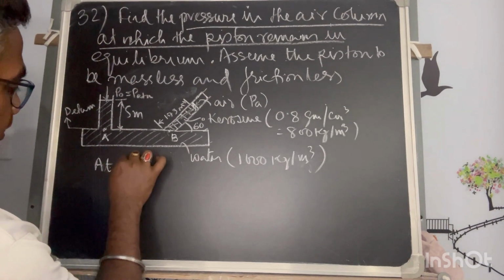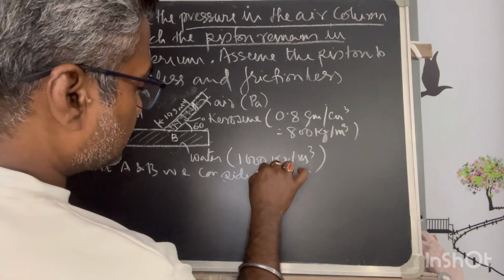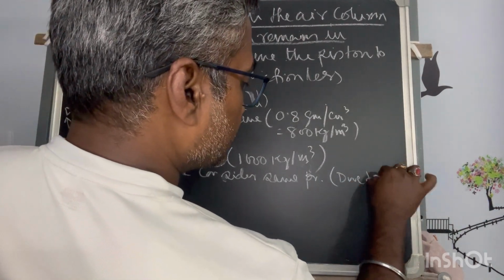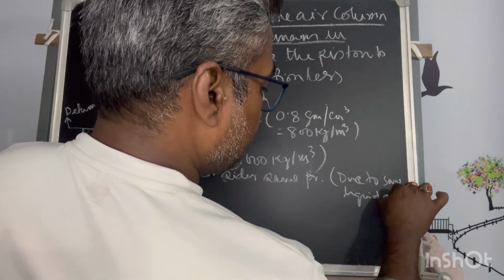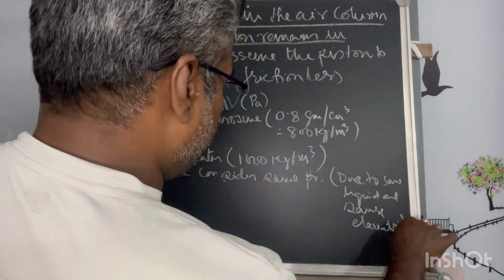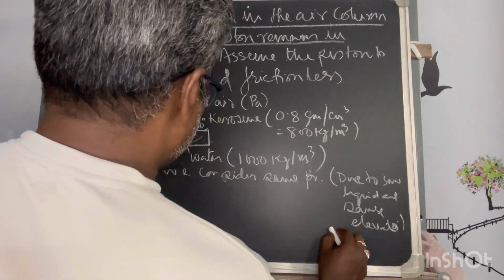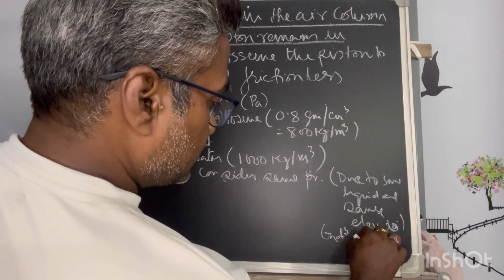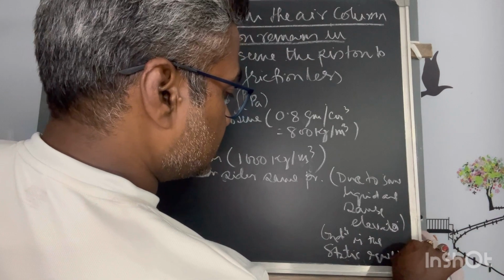So at A and B, we consider the same pressure. Why? Due to the same liquid and same elevation. Okay. Because this condition is fulfilled when the complete arrangement is in static equilibrium.